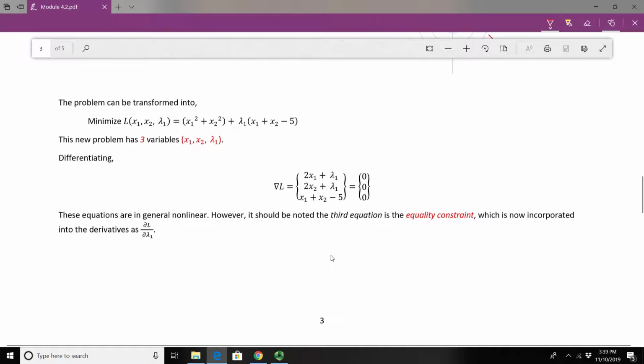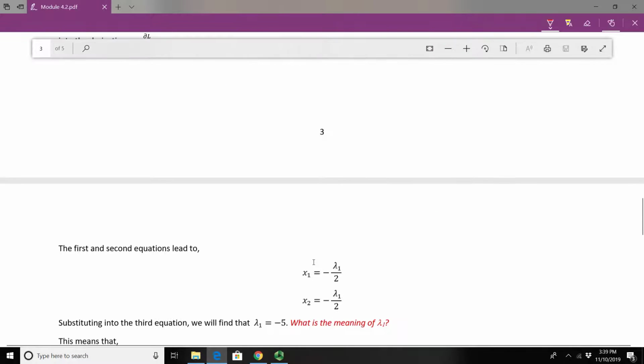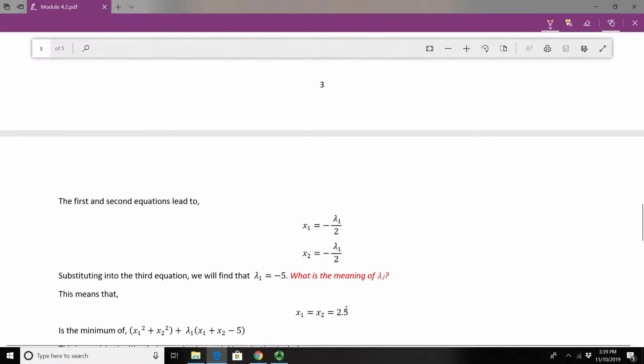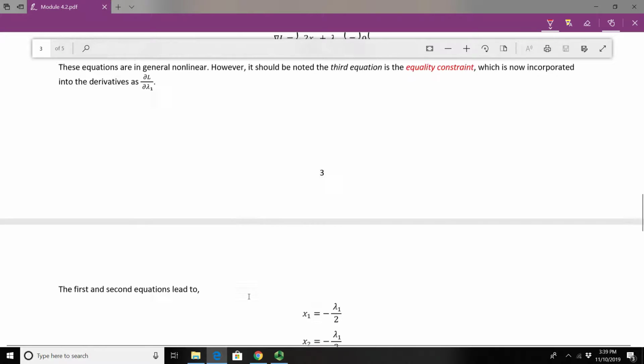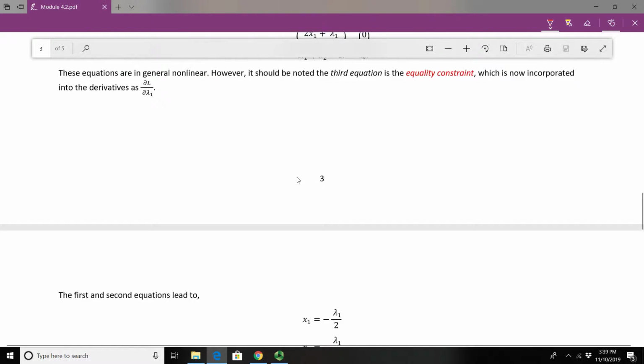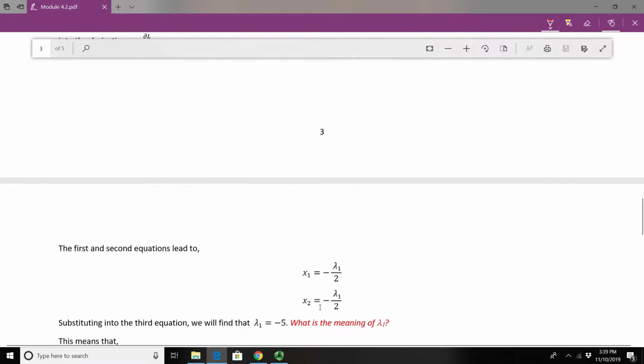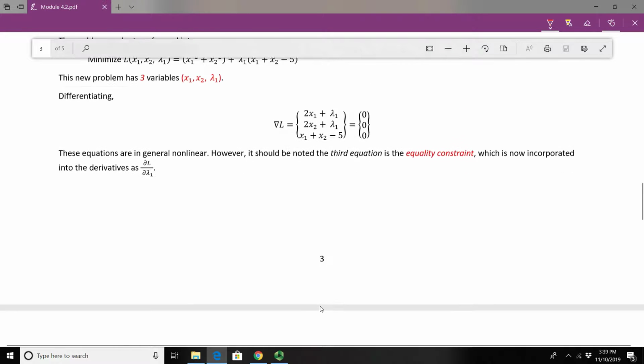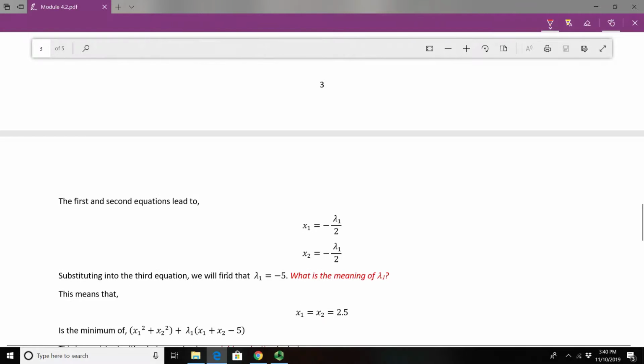So how to solve this? I have 3 unknowns, x1, x2, sorry, lambda 1, and I have 3 equations. So I will go to the first and second equation and write x1 and x2 in terms of lambda. If I substitute this in the third equation, I will put minus lambda 1 over 2 minus lambda 1 over 2 plus 5 minus 5. So you will get lambda 1 equal to minus 5.